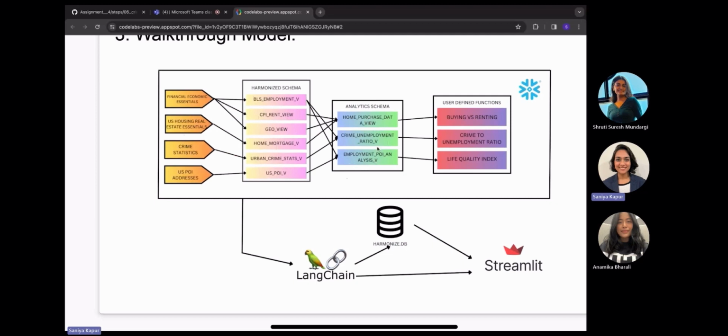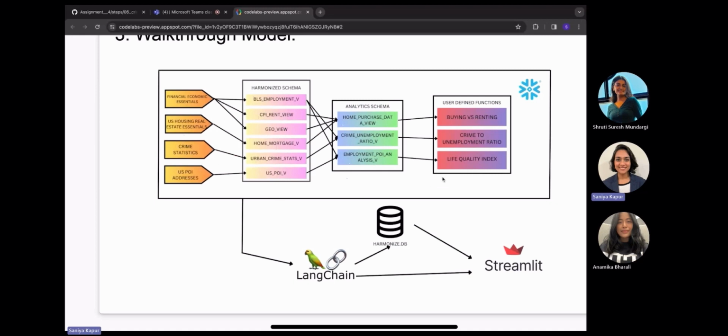So with these three SQL processes, we create our UDFs. One tells you a comparison between whether you should buy a place there, the mortgage rate, or whether you should rent a place there. And the crime to unemployment ratio gives you a ratio of that area. Like it says, crime to unemployment, it gives you the ratio of crime to unemployment. And life quality index calculates all of these factors in mind and what kind of infrastructure there is in that particular area, and gives you a number with which you can understand what life quality is in that particular place to make the most viable decision.